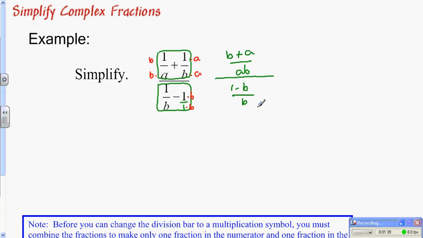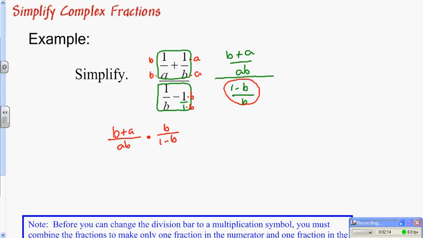Now, this is important to us because before we were kind of stuck. Now we can use our approach like we've used in the past, which is to take the division problem from B plus A over AB divided by this fraction and change it to multiplication instead. But when we change it from division to multiplication, we have to reciprocate that second part of the fraction.